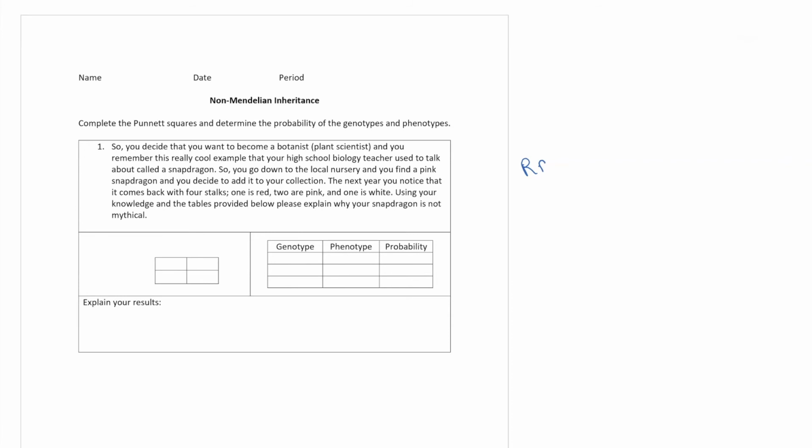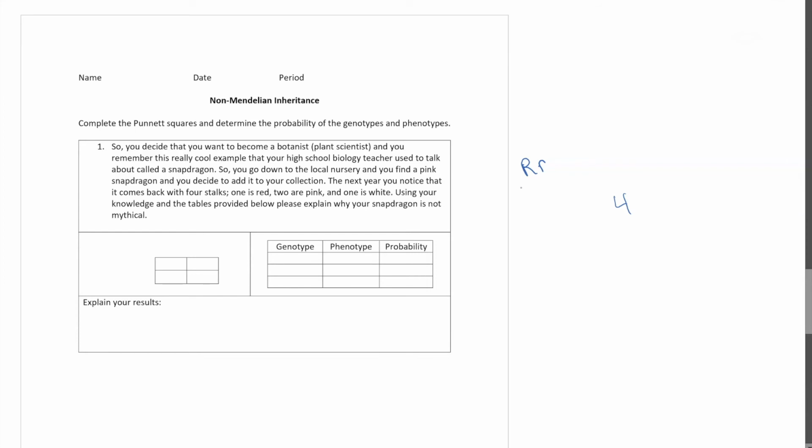The next year you notice that it comes back with 4 stalks. 1 is red, 2 are pink, and 1 is white. So using your knowledge in the tables provided, please explain why your snapdragon is not mythical. Okay, this is a flipped problem. So to tackle this, we kind of have to do a little thinking. So you know that you've got 4 stalks possible. You only ended up having 1 pink plant.